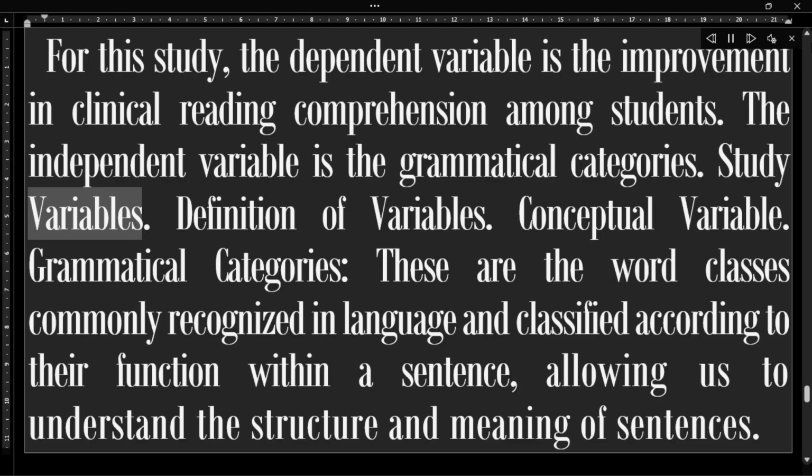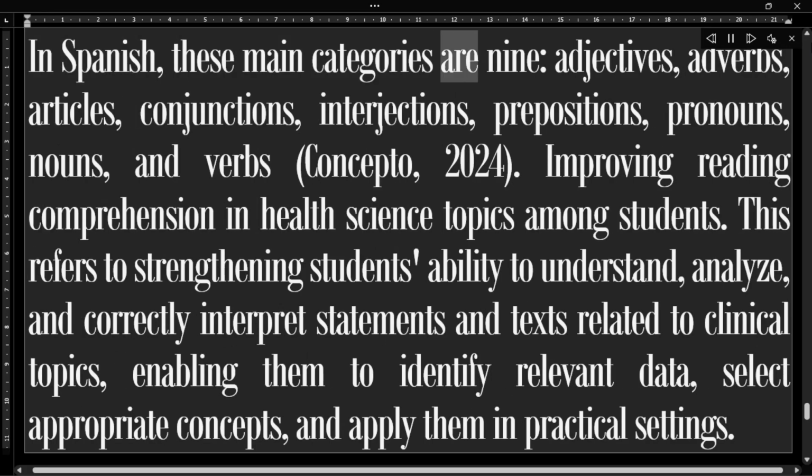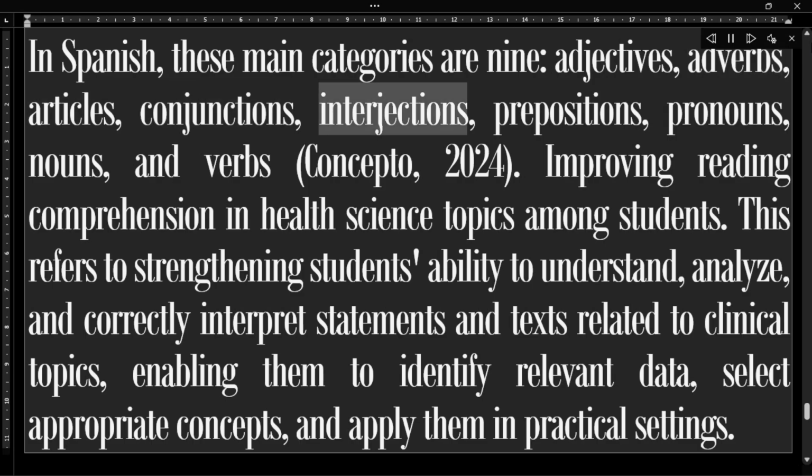Study variables. Definition of variables. Conceptual variable. Grammatical categories. These are the word classes commonly recognized in language and classified according to their function within a sentence, allowing us to understand the structure and meaning of sentences. In Spanish, these main categories are 9: adjectives, adverbs, articles, conjunctions, interjections, prepositions, pronouns, nouns, and verbs. Concepto, 2024. Improving reading comprehension in health science topics among students.